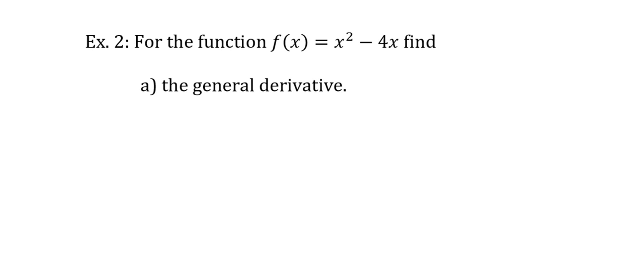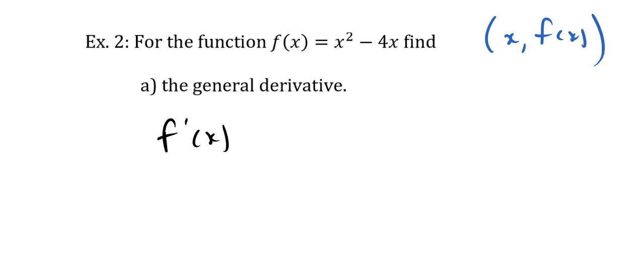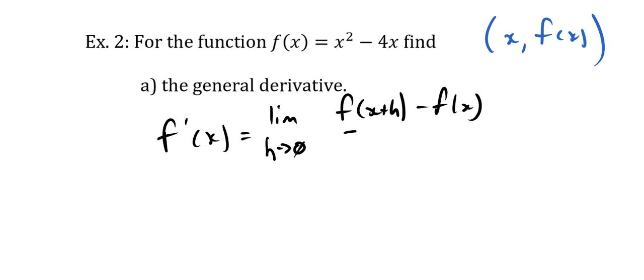So how do we do that? So what we have here, our point, just like we were sort of talking about before, is x comma f at x. So f prime at x is the limit as h approaches 0 of f at x plus h minus f at x over h.